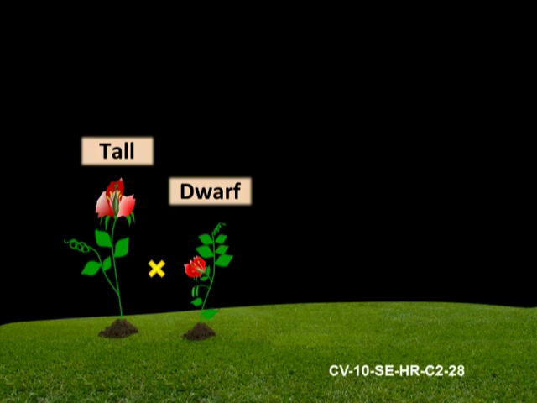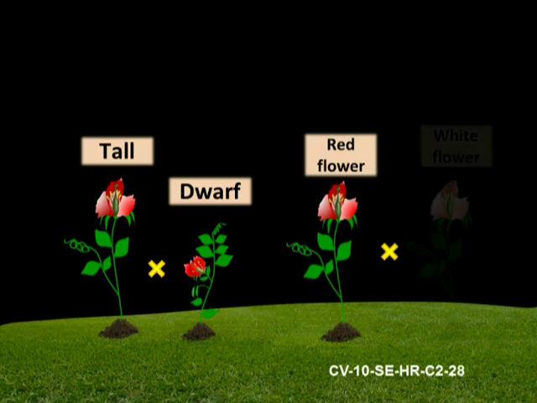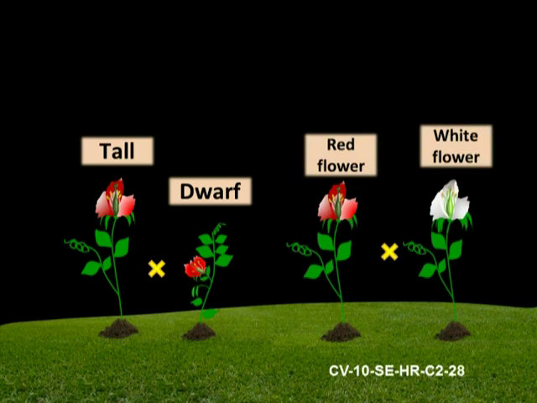Let us see another example performed by Mendel. Mendel cross-pollinated a tall pea plant with a dwarf pea plant. He repeated the same experiment, taking a pea plant with red flowers and another pea plant with white flowers. First, let us understand a bit about one characteristic of the plant, that is, height of the plant.